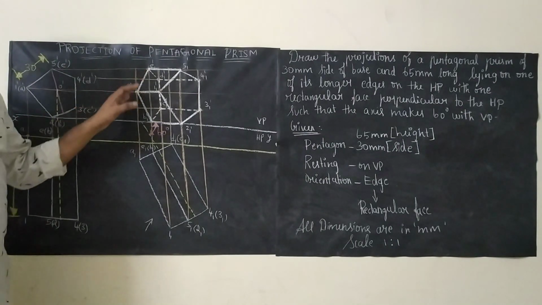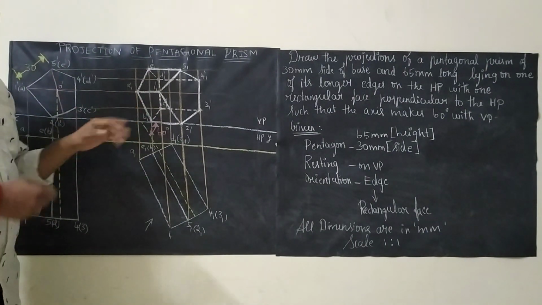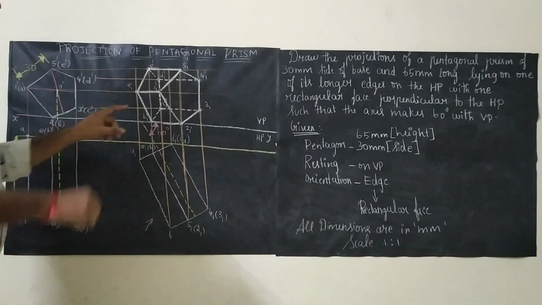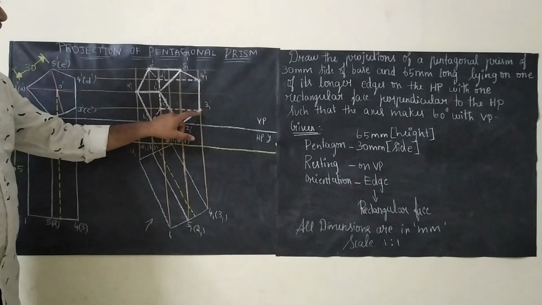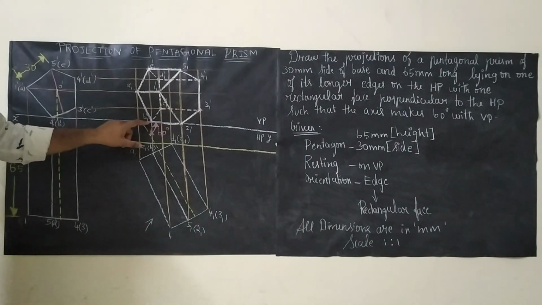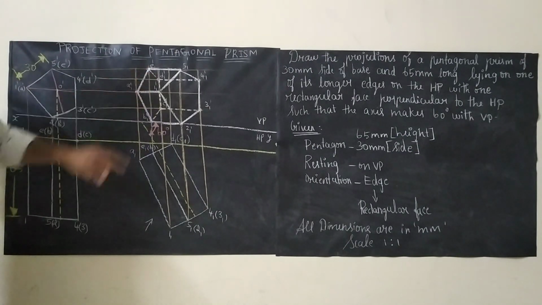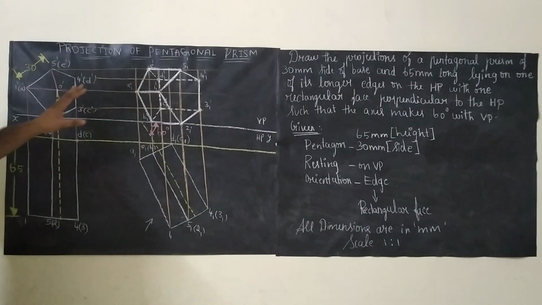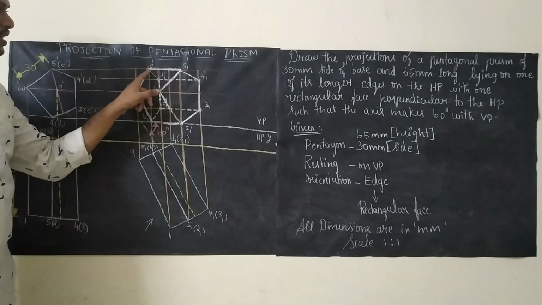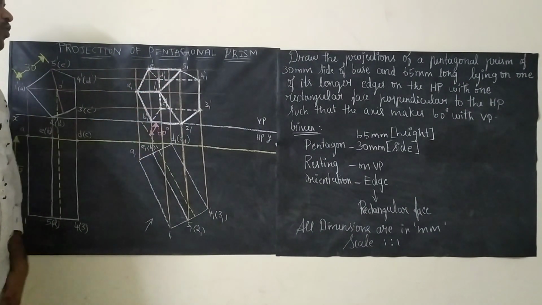Now just join all the edges. See here, previously we saw what all things we have to hide. So while joining the edges: 1 to 2, 2 to 3, 3 to 4, 4 to 5, 5 to 1. Next, A to B is an edge. B to C is hidden, C to D is hidden, D to E is hidden, and finally A to E. Here we will be having an edge, that is E to 5 will be an edge, and B to 2 will be an edge, and here also A to 1 will be an edge.